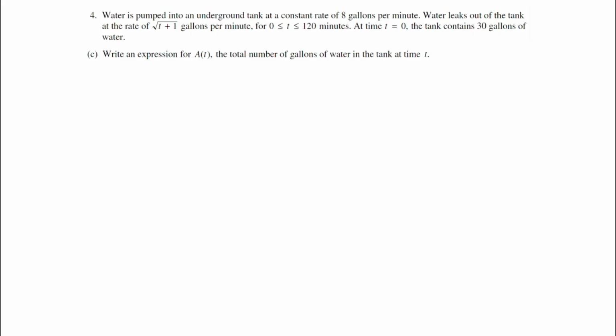In part C, it says write an expression A of t for the total number of gallons of water in the tank at any given time t. A of t is the amount in the tank. So we know that we started with 30, so whatever we do is going to be 30, and then plus the amount that is pumped in, which is just going to be 8 gallons times the number of minutes, 8t.